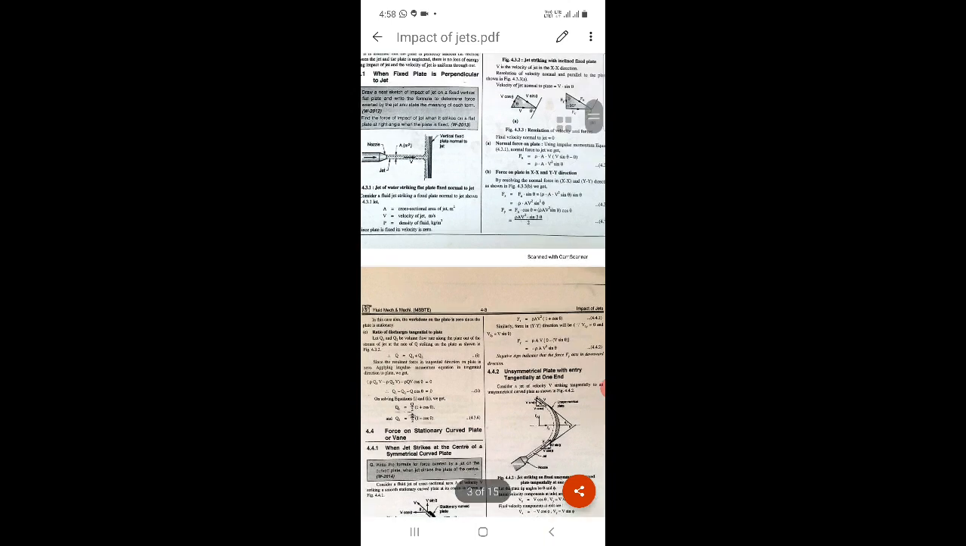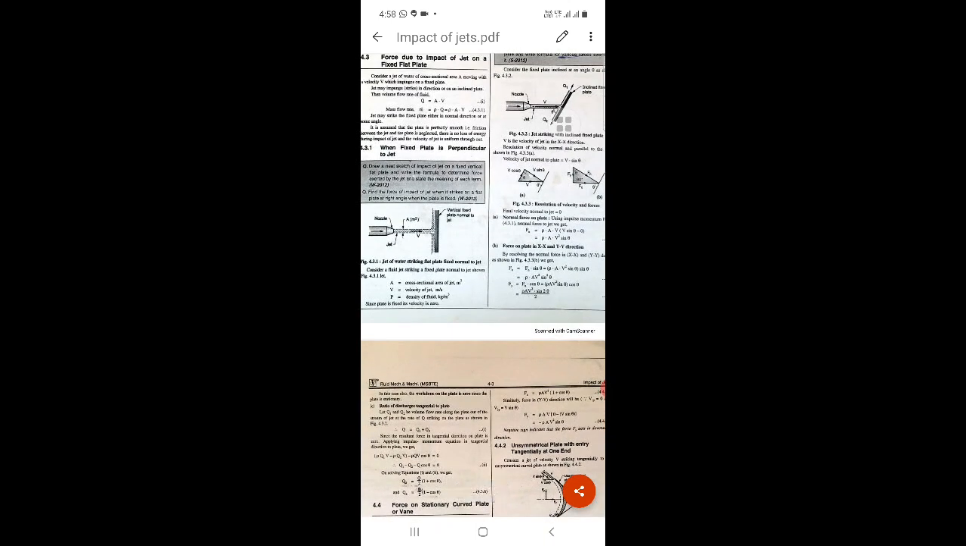When the force is on a fixed plate perpendicular to the jet.